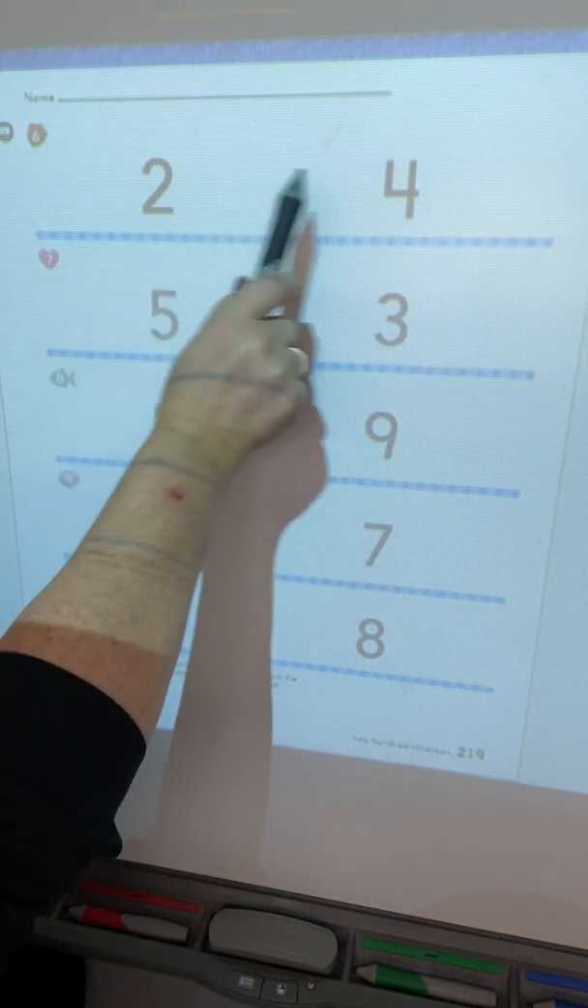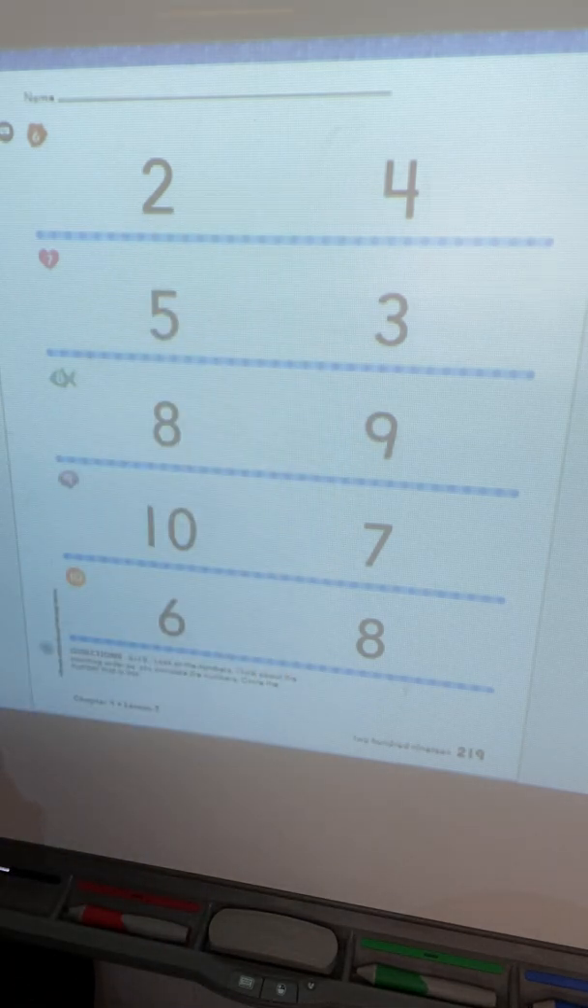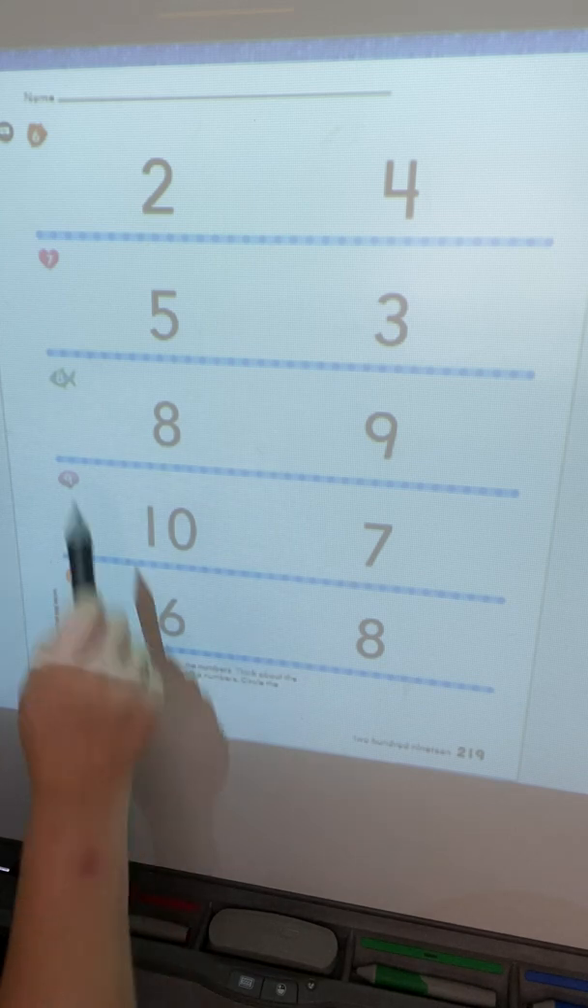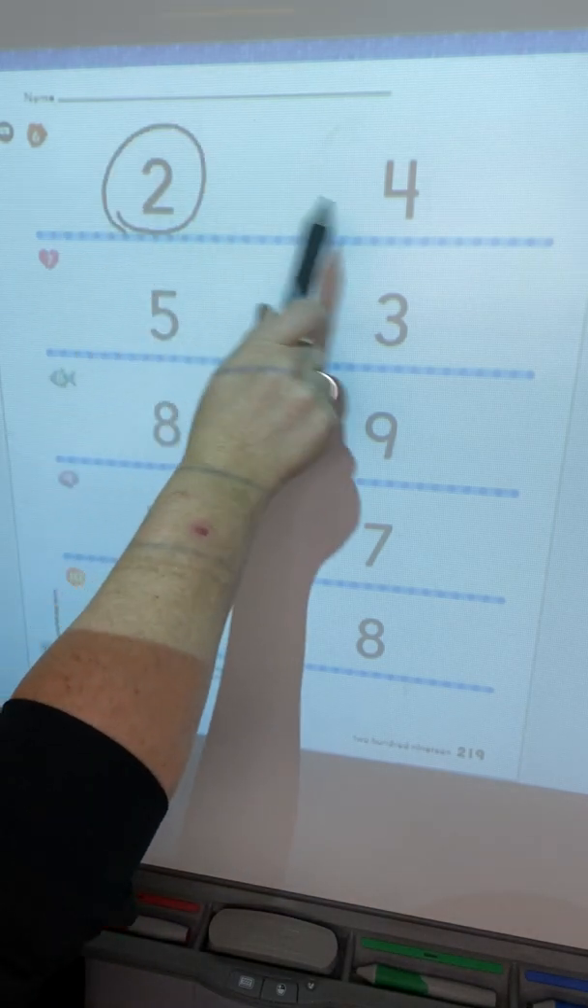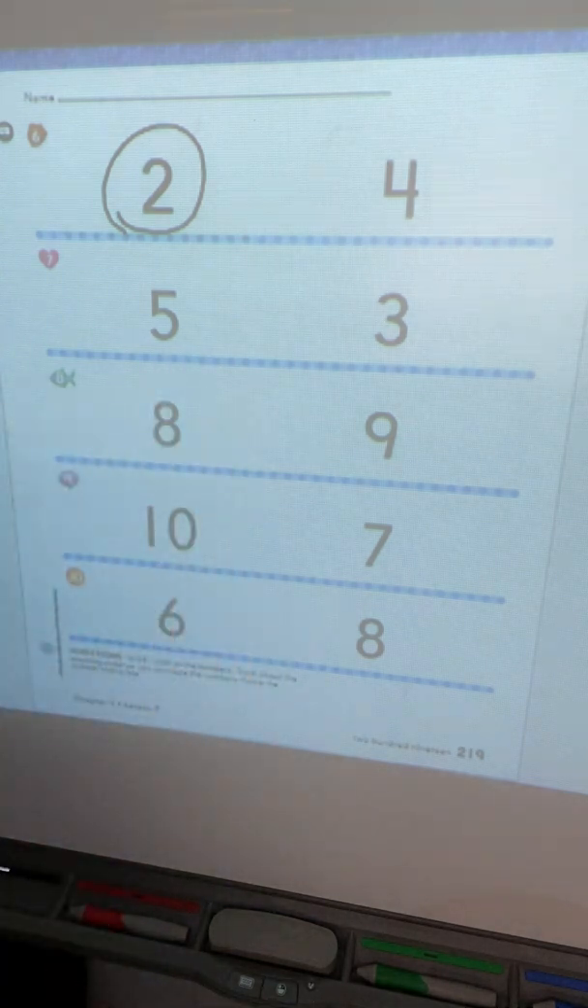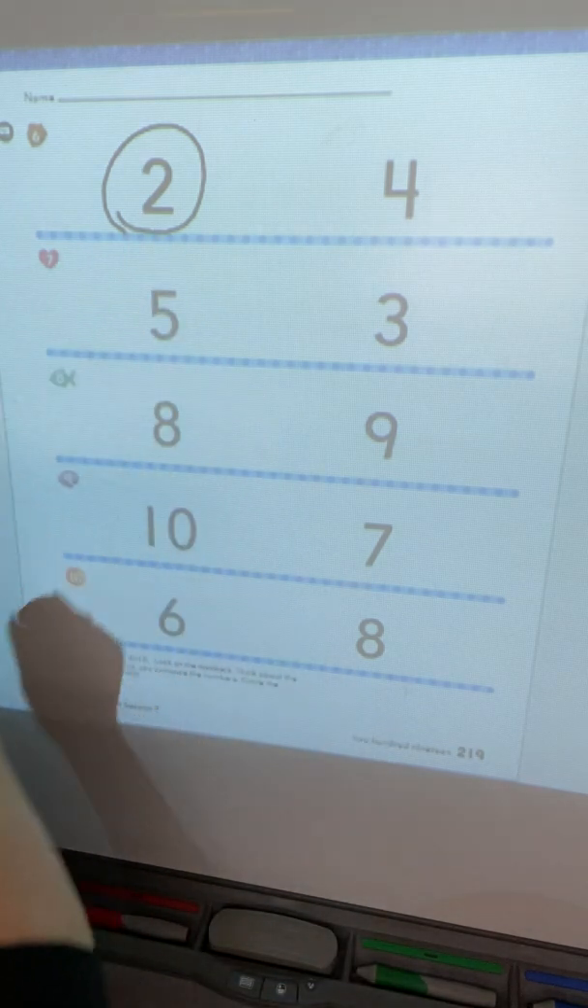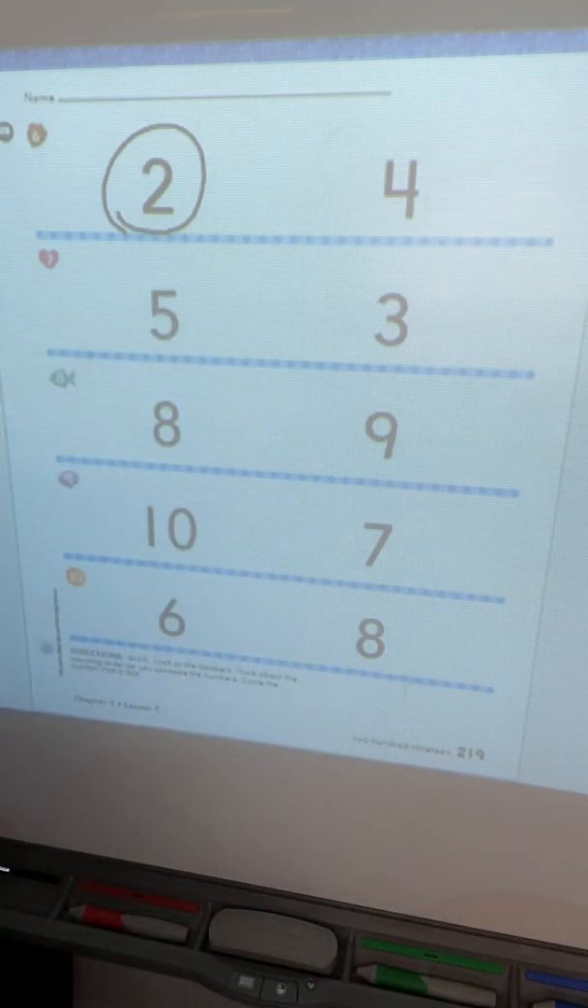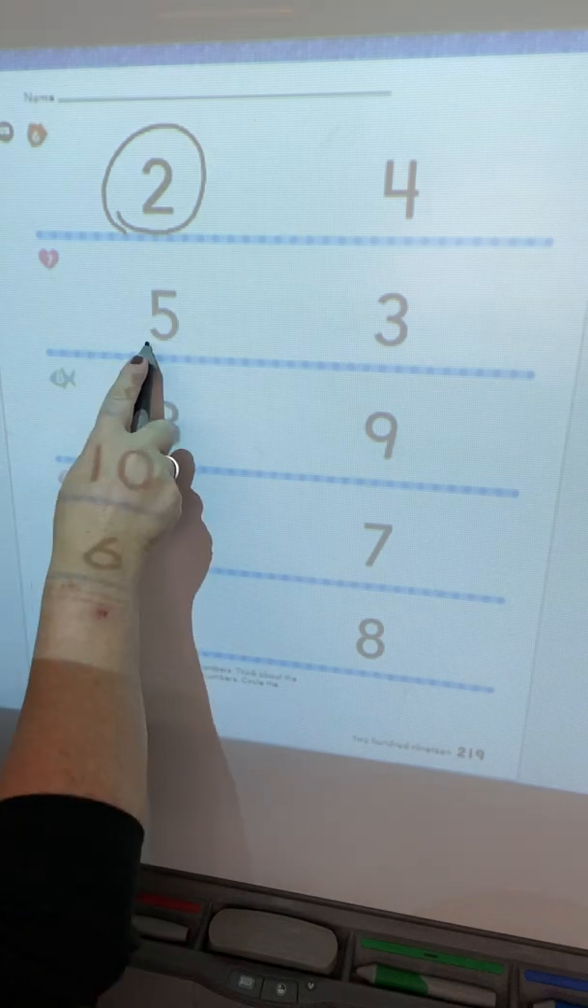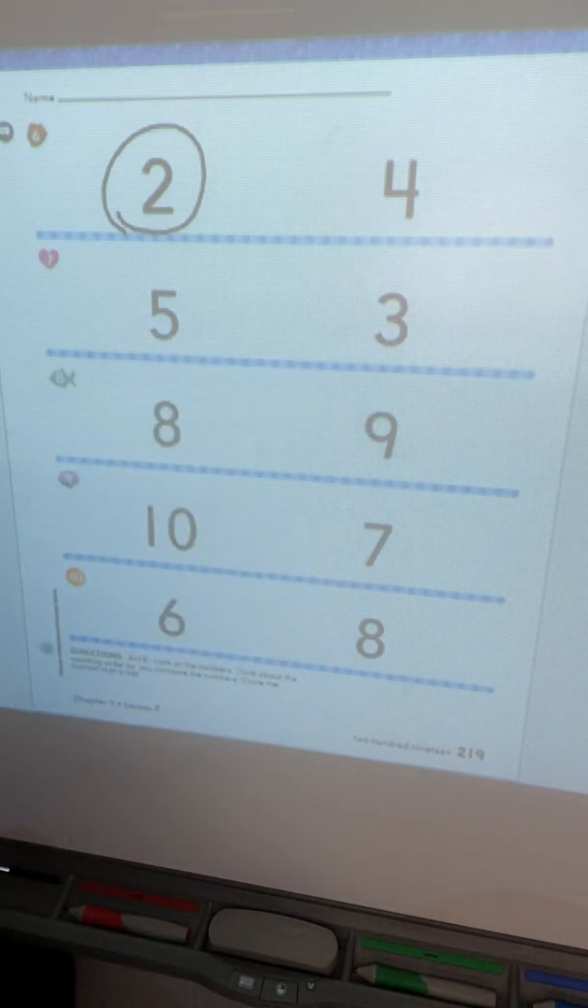So let's compare 2 and 4. Which one is the smallest number? 2. 2 is smaller. Remember we just did that? 2 and 4. When we compare, I said if you had some bacon, you'd want 4 because 4 is more, but we're comparing for less this time. We're looking for the number that is the least. How about 5 and 3? Which one is the least?